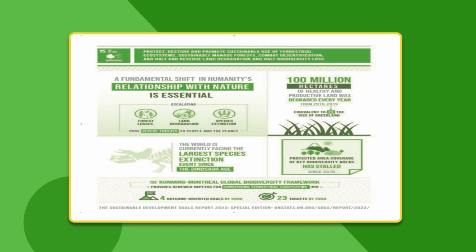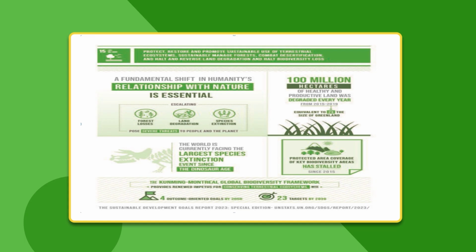So when we look into the nature-society interaction, we understand that there is a flow of resources from nature to society. But unfortunately, this relationship with nature has become severely threatened due to losses in forest, land degradation, and species extinction. This is the process outcome of nature-society interaction.